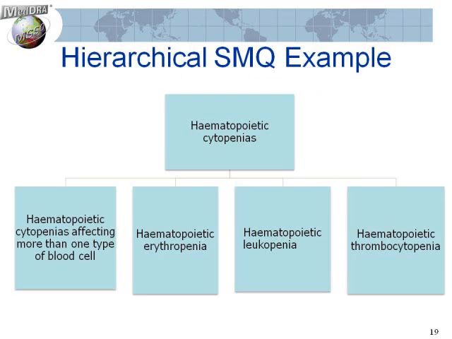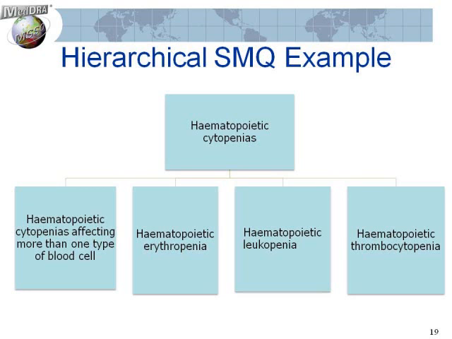The term content of the Level 1 SMQ, which is SMQ hematopoietic cytopenias, is formed by a combination of the term content of the 4 subsearch SMQs for hematopoietic erythropenia, leukopenia, thrombocytopenia, and cytopenias affecting more than one blood cell type. These 4 subsearches are Level 2 SMQs. It is important to note that each of the 4 Level 2 SMQs, such as SMQ hematopoietic erythropenia, is also a standalone SMQ and can be used as such if the user wishes to retrieve only cases related to this particular form of cytopenia.